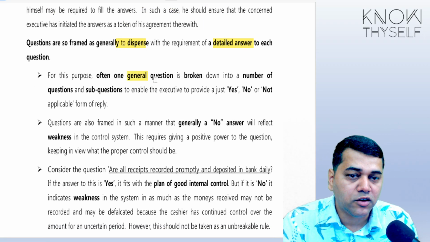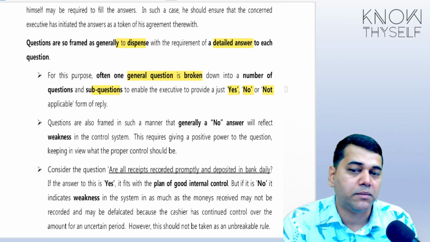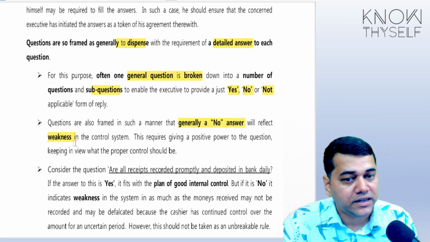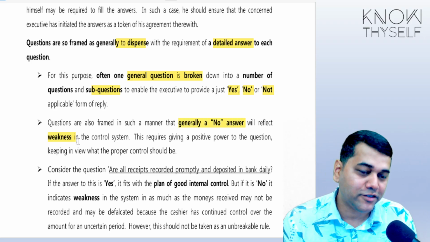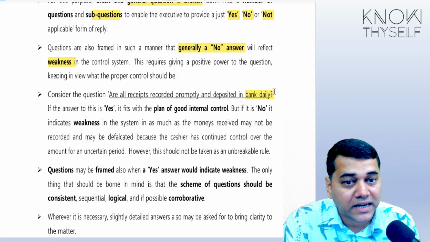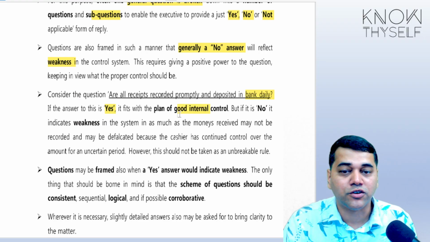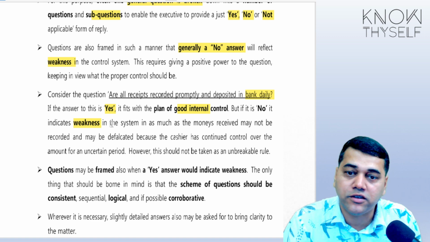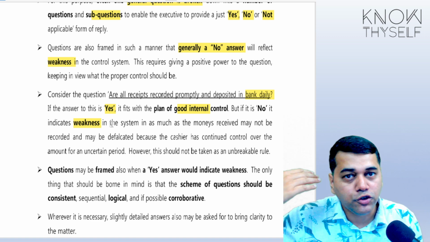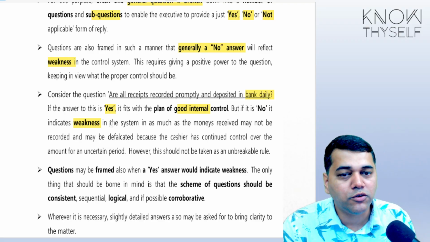Often, one general question is broken into sub-questions, ending with yes, no, or not applicable. As I told you, a no answer should denote the weakness. So I wish all the answers would be yes, yes, yes, yes, yes. So, all receipts are promptly recorded in the bank daily. Are you depositing everything in the bank? If the answer is yes, it's good internal control. You're not depositing every day in the bank, it's bad internal control. Are you revising every day whatever classes are done? Are you doing homework on an everyday basis? Answer is yes, good control. No, it is not good control.